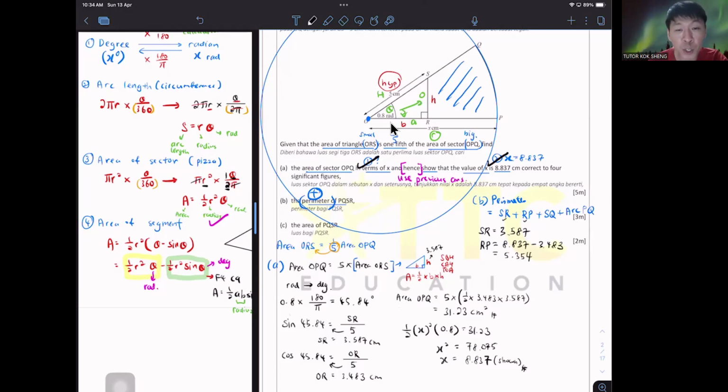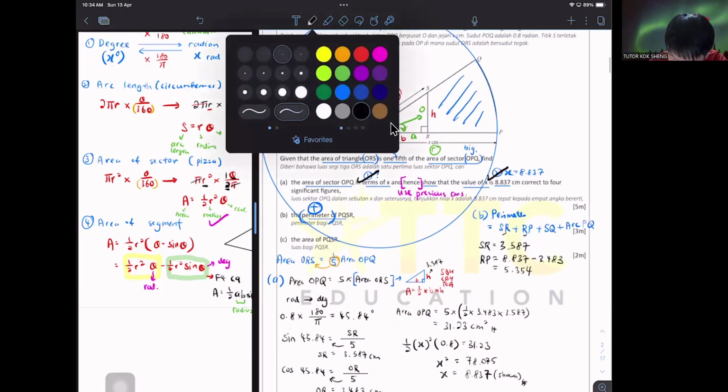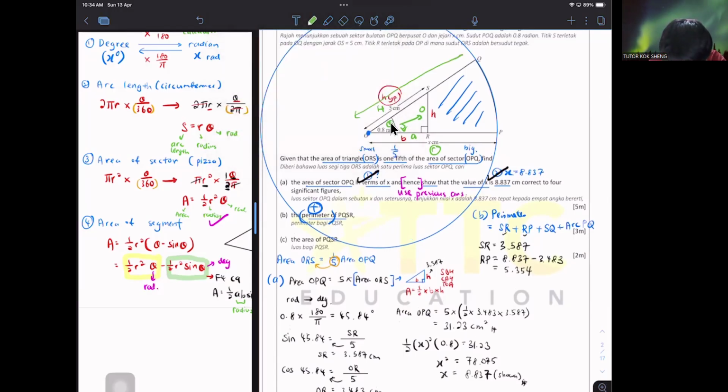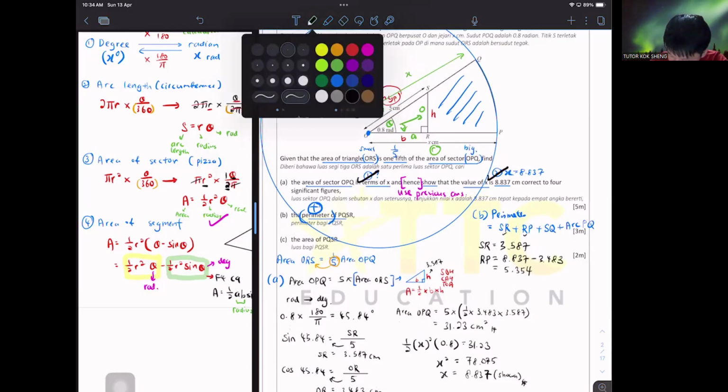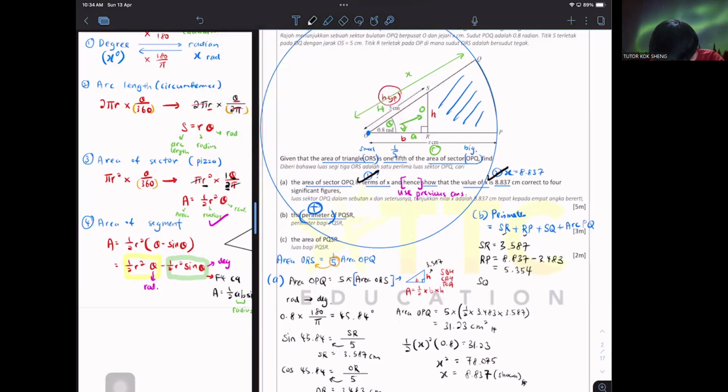Done. Okay, followed by SQ. SQ is over here. From O to Q is actually also the radius, the x. So 8.837 minus the OS, the 5. Okay, easy. The first three, okay. SQ equals 8.837 minus 5. Okay, 1, 2, 3, settle.